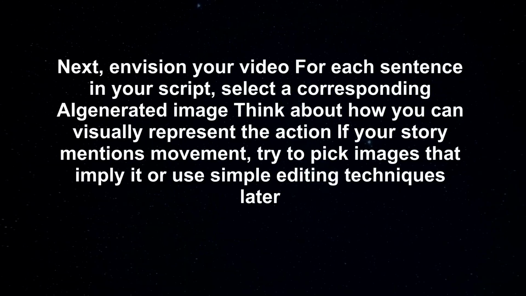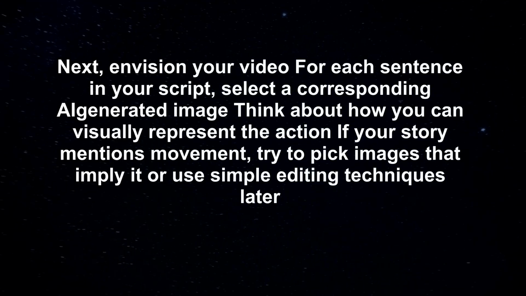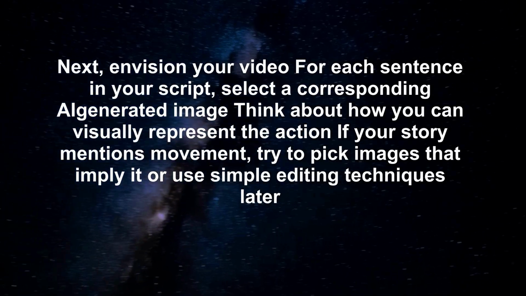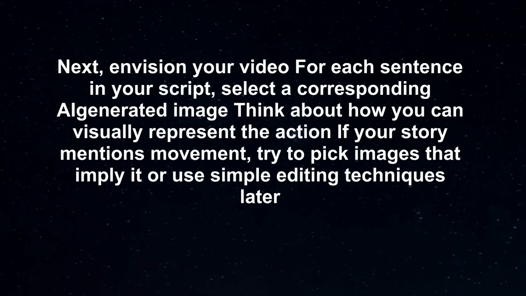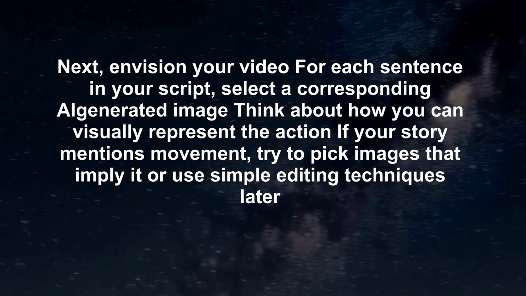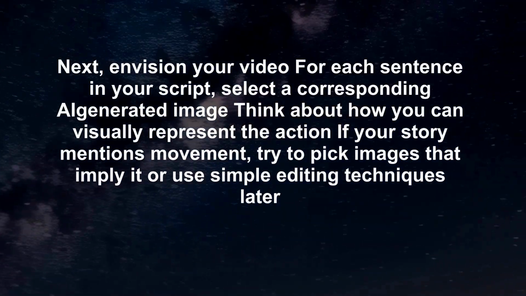Next, envision your video for each sentence in your script. Select a corresponding AI-generated image. Think about how you can visually represent the action if your story mentions movement. Try to pick images that imply it or use simple editing techniques later.